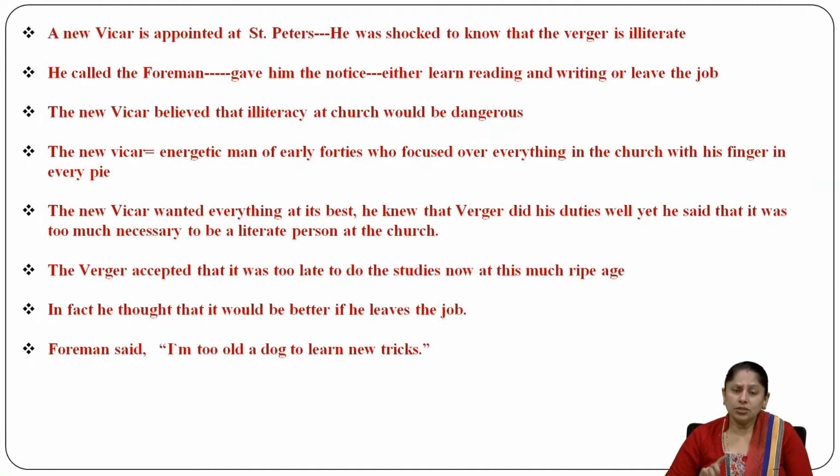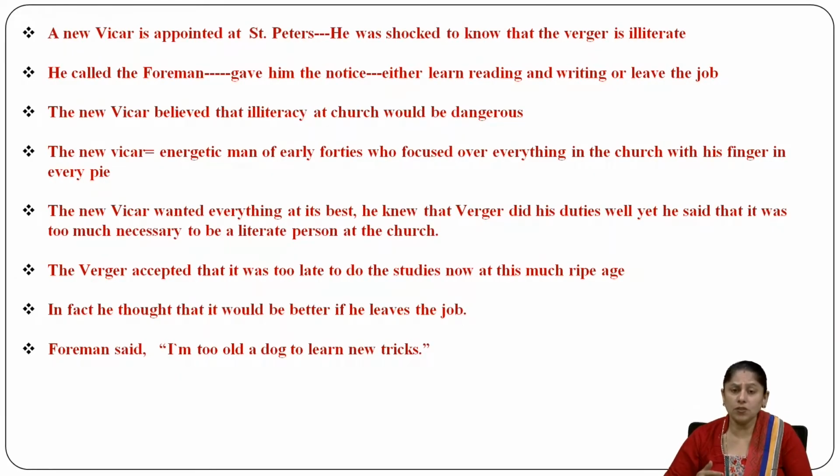Now the change and the twist comes from this part. There was a new vicar who was appointed at St. Peter's Church. At Peter's Church there comes a new father, a new administrator who was handling the church, and he was shocked to know that the verger is illiterate. He called Albert Edward Foreman. His name was Albert Edward Foreman, who was the verger of the church.